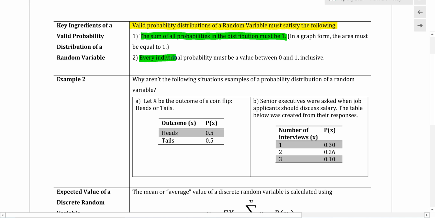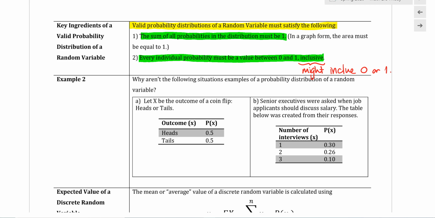And each individual probability has to be between 0 and 1, and it can include 0 or 1. That's what it means, inclusive. It might include 0 or 1. So in other words, nothing's going to be a 400% probability of happening. That doesn't make sense. It's always between 0 and 100%, though it might be 0 or 100%.